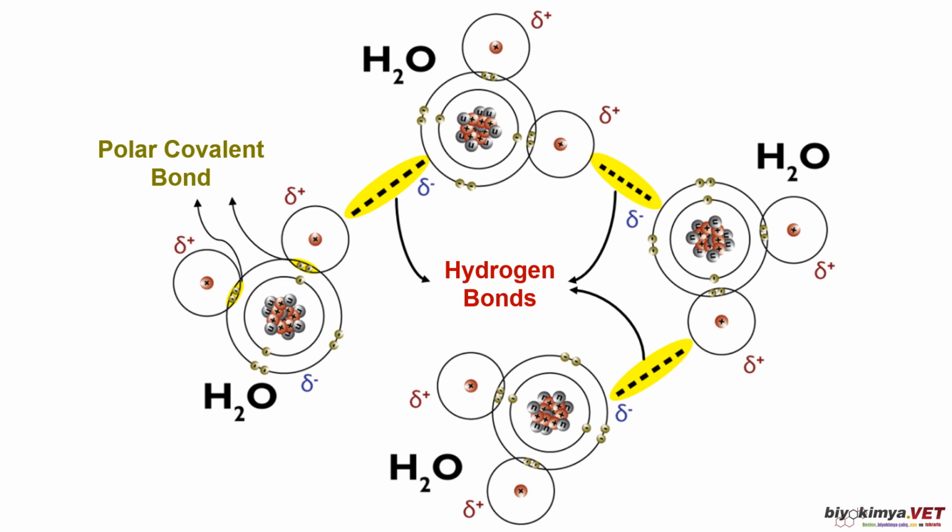Another diagram here showing the hydrogen bonds between water molecules. So the hydrogen side of a water molecule interacts with the oxygen side of another water molecule here, and also continues here with other hydrogen bonds.